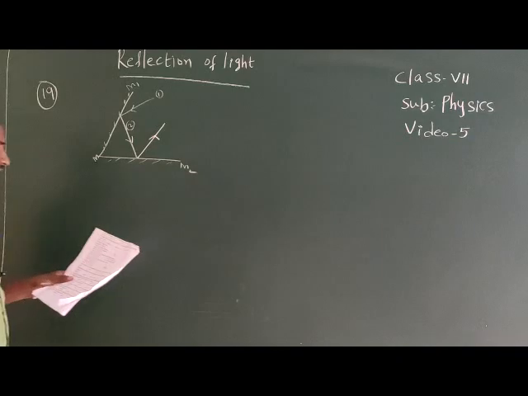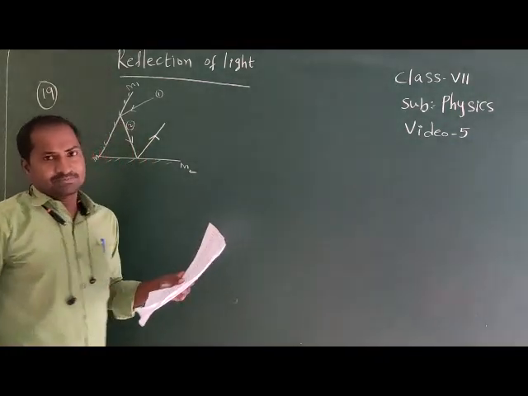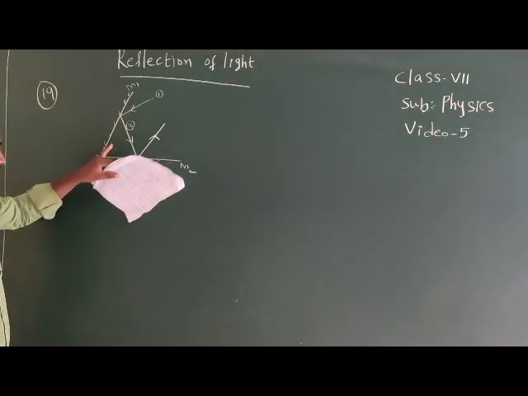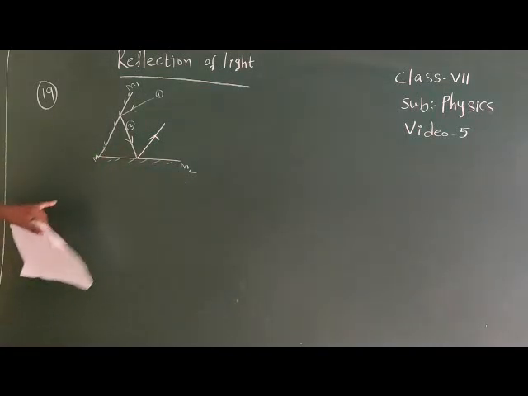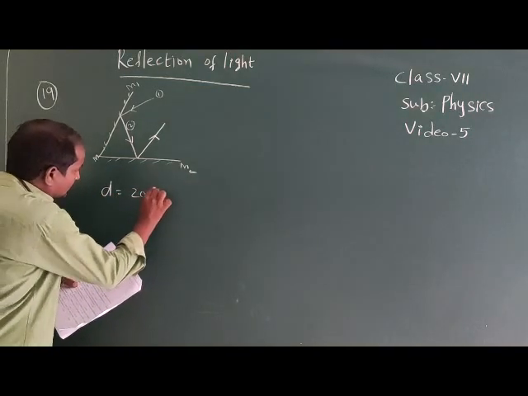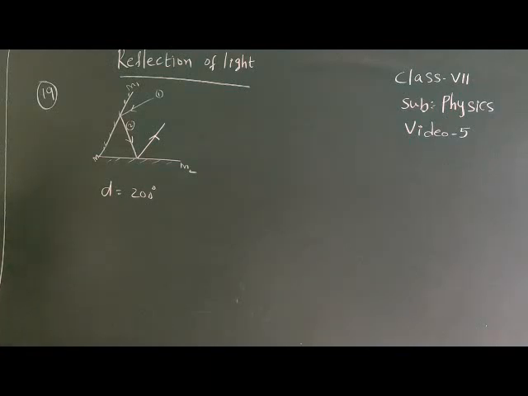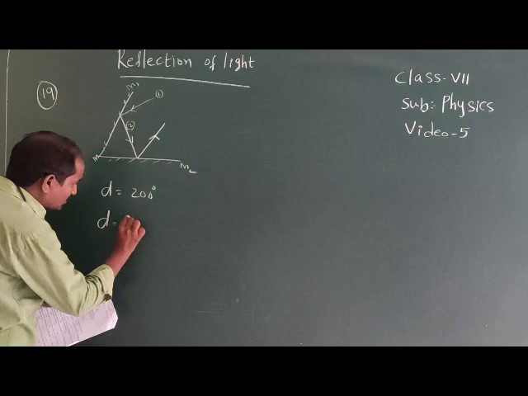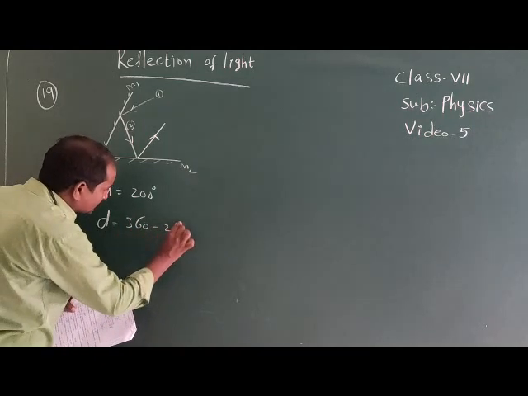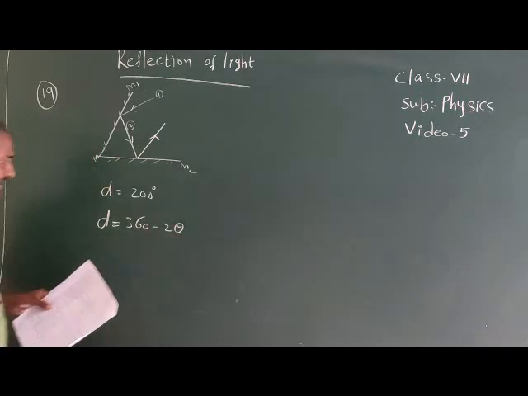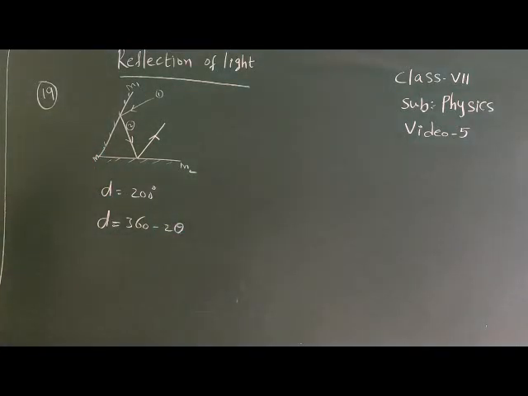When the reflection takes place on one mirror, the deviation equals 180 minus 2i. Here the deviation is given as 200. Because of the two plane mirrors, the deviation equals 360 minus 2 theta, where theta is the angle between the mirrors. So it is the deviation formula for the two plane mirrors.